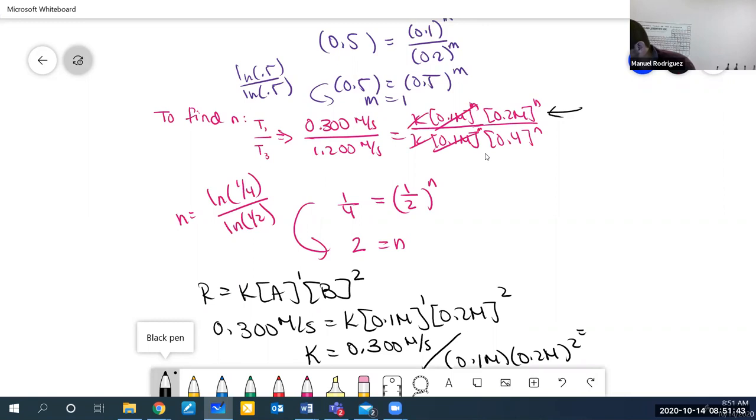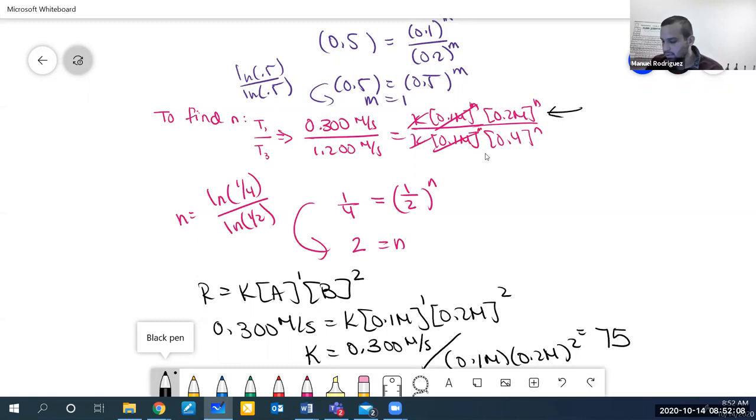So this is 75. Good? And some cases are going to be super tiny, some cases are going to be super gigantic. So don't be scared of whatever the K value is, because K values range from really, really, really small to really, really, really big. So then we need to pick the units.